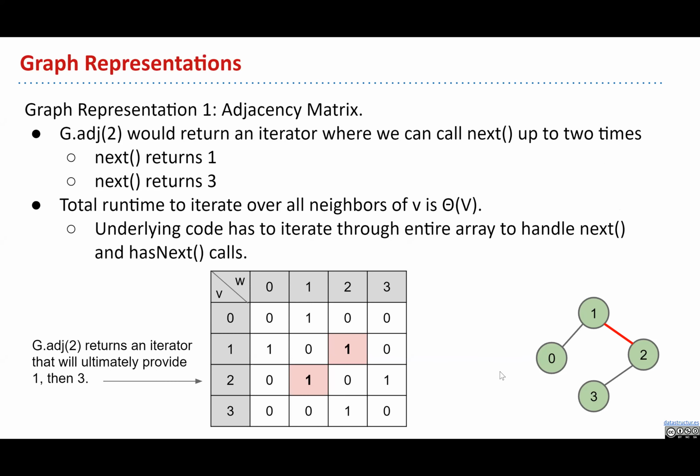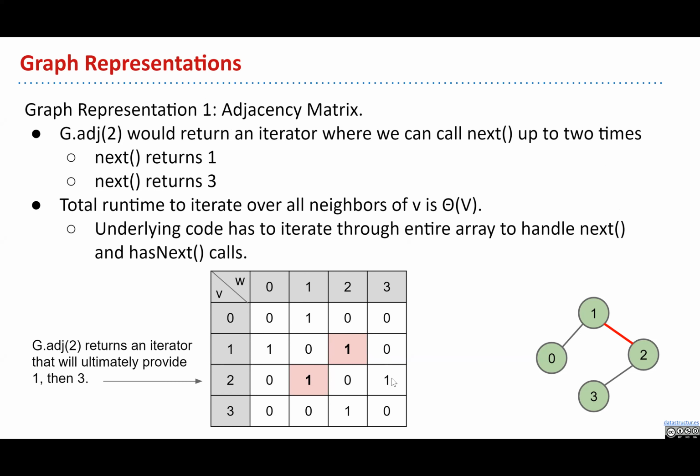That's approach 1. So in this case, if I do g.adjacency of 2, so what are 2's neighbors, then it returns an iterable. So g.adj returns an iterable, and that iterable gives us an iterator, and that allows us to call next up to 2 times. The first time we call next, we get 1. And the next time we call it, we get 3.